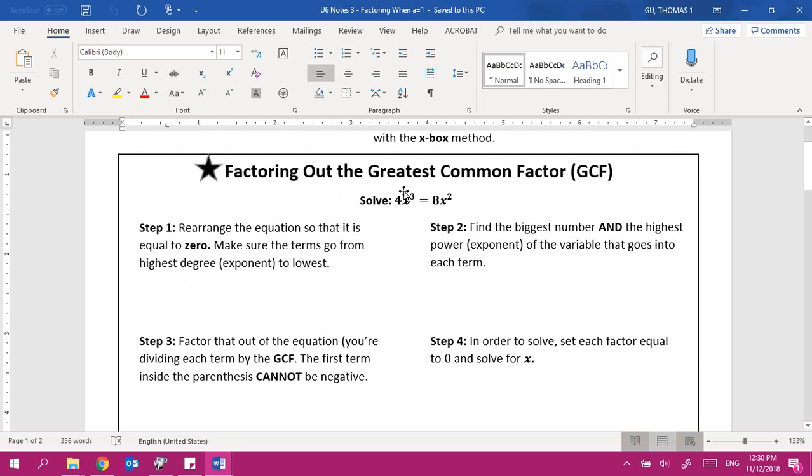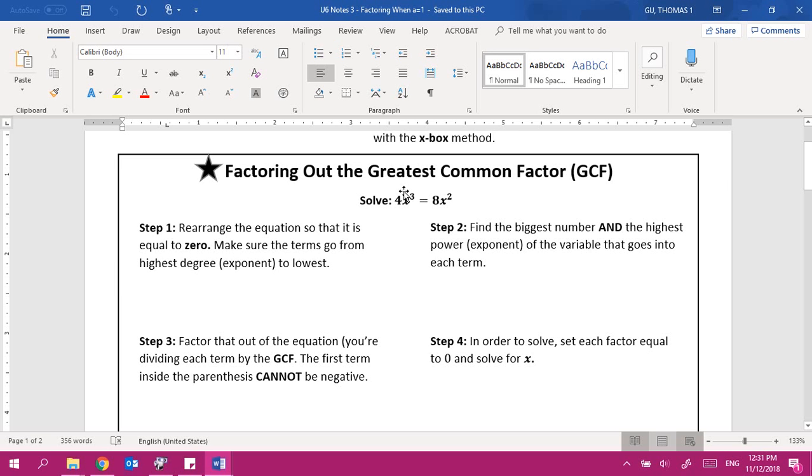So right here, let's say they give you an equation like this. It says solve 4x cubed equals 8x squared. First of all, you want to determine what they're asking of you. So it says solve, right? Because it says solve, that doesn't mean just factor out and you're done. That means they want you to tell them what x equals. So your answer should be x equals something, okay? All right, but you have to factor it out to be able to find that.